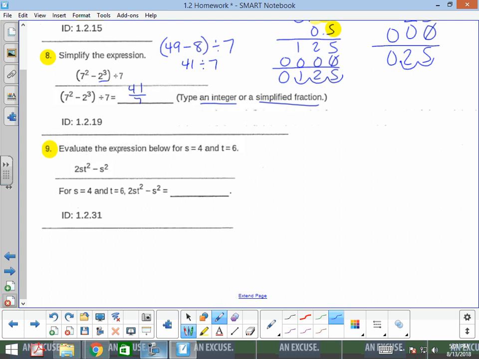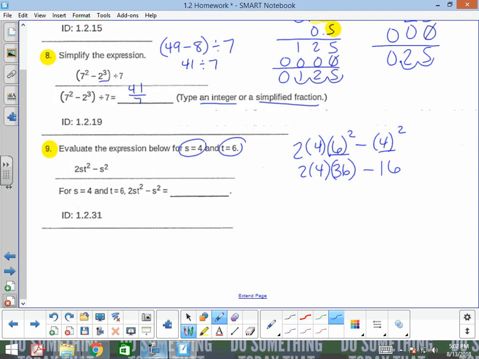Number 9, we're evaluating. S is 4 and T is 6. So this is 2 times S, so that's 2 times 4, times T squared, and then minus S squared. So we need to do the exponents first. So don't multiply just yet. We're going to go ahead and do the 6 squared, so that's 36, and the 4 squared.